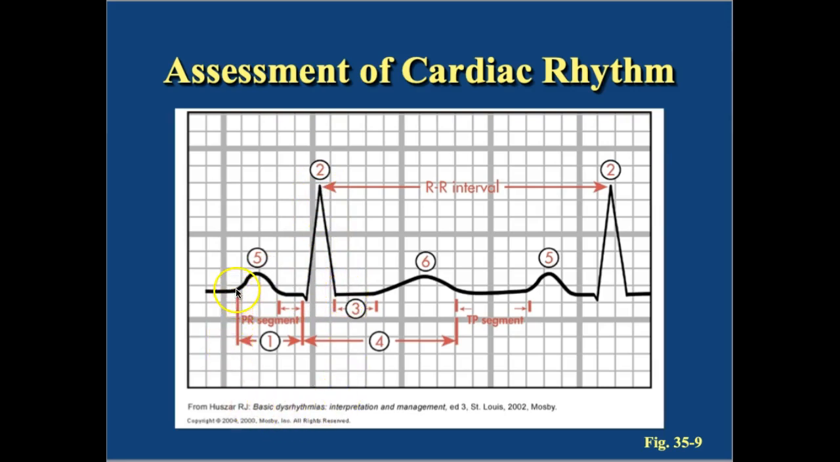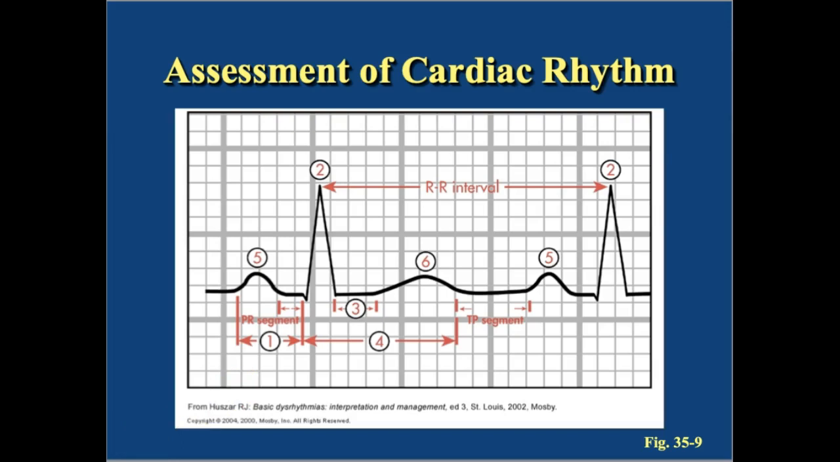Between the two of them, you have what's called the PR interval or PR segment. I hear it called interval more than segment. The PR interval starts at the beginning of the P wave and goes right here, right before the R wave goes up. The normal for that is 0.12 to 0.20. Remember, these little boxes are 0.04, so 0.12 is 3 of these boxes, and 0.20 is 5 of these boxes.